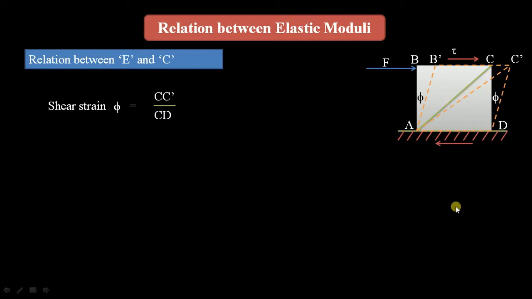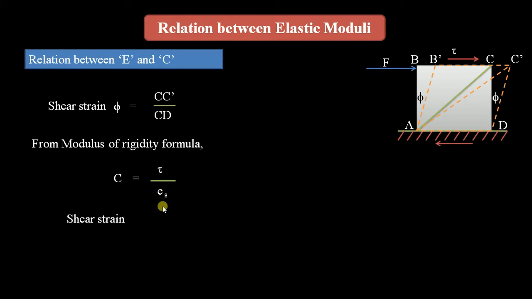Okay, but there is another formula that is related to modulus of rigidity. We know the modulus of rigidity, just we have defined now. So from that modulus of rigidity also we can write the equation for shear strain. So what is the formula for modulus of rigidity? It is the ratio between shear stress to shear strain, that is C is equal to tau by ES. So ES is the shear strain here. So this shear strain ES is equal to, we can write again, tau divided by C. Okay, this tau by C is also a shear strain formula, and this CC dash by CD is also a shear strain formula.